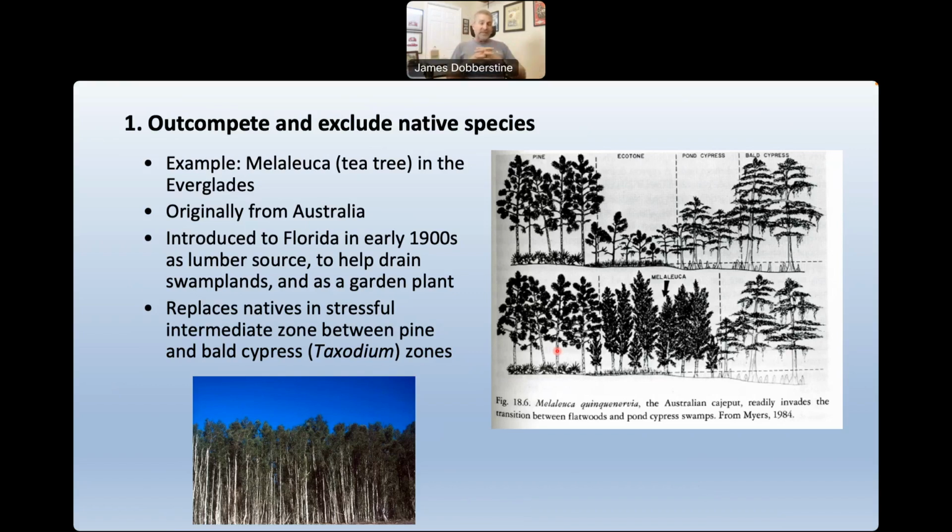And so that means they brought species with them. Some of our crop species are that way. Some of our pollinators are that way. If you like honeybees, European honeybees. So in any event, the problem here is that once introduced, they can replace natives, especially in stressful intermediate zones between, for this particular tree, pine trees and bald cypress trees. If you're familiar with taxodium, which is the only evergreen that drops all of its needles once a year.